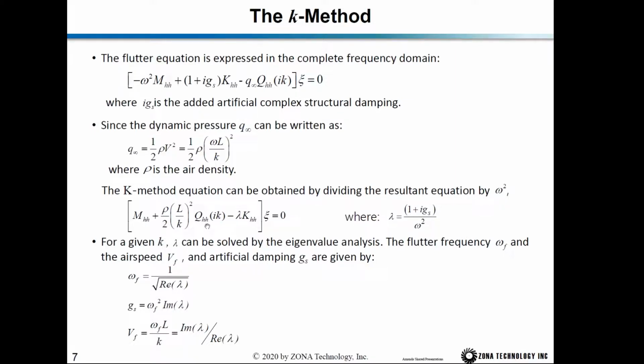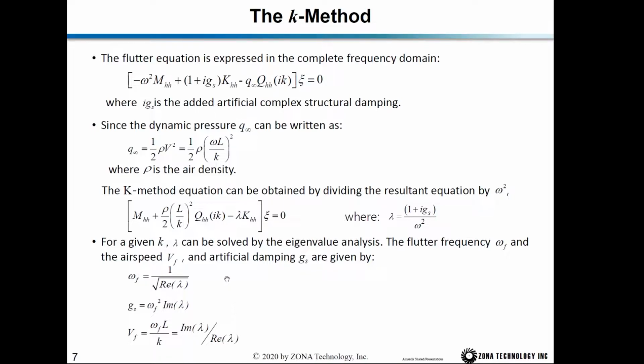So we end up with this equation, and when lambda is shown here, then we can treat lambda as an eigenvalue problem. So to solve the K method equation, we have to input a gamma, and then we solve lambda, and then the frequency is 1 over the square root of the real part of lambda, and the damping is omega f squared times the imaginary part of the eigenvalue. The velocity is the imaginary part of lambda divided by the real part of lambda.